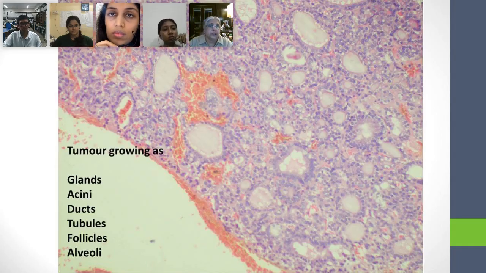And what is a tubule? It's just a small duct. So you have ducts, ductules, tubules, which are more or less the same sort of thing. They're small little structures which do not have any secretions in them. Now, what is a follicle? Anybody want to define a follicle?